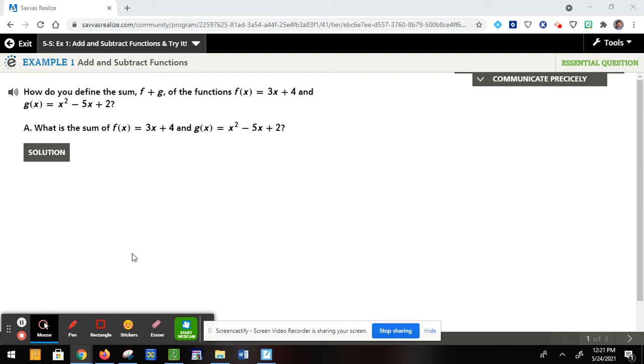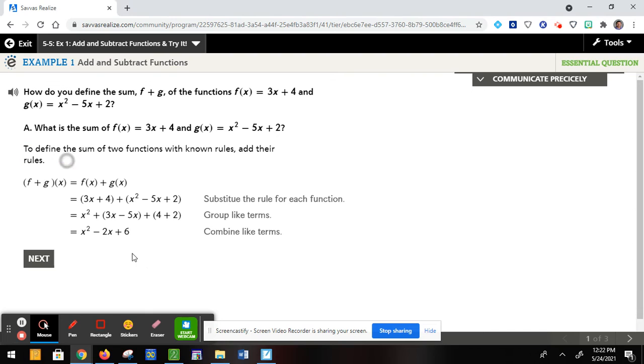So this first example, we are looking at adding two functions together. So it says, how do you define the sum f plus g? The f function is this 3x plus 4. The g function is this x squared minus 5x plus 2. The f plus g function is going to be simply adding those two functions together.